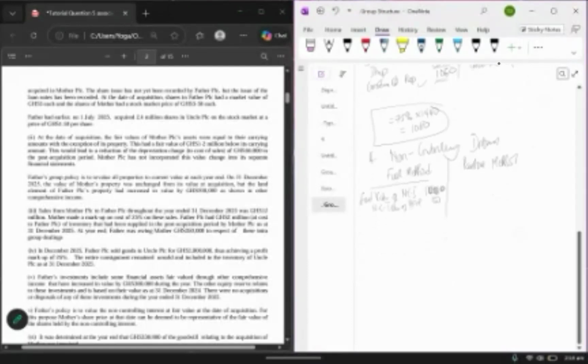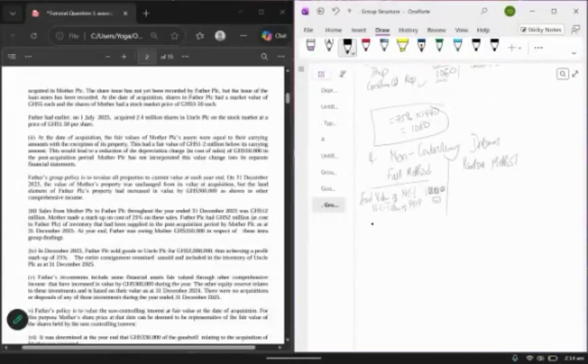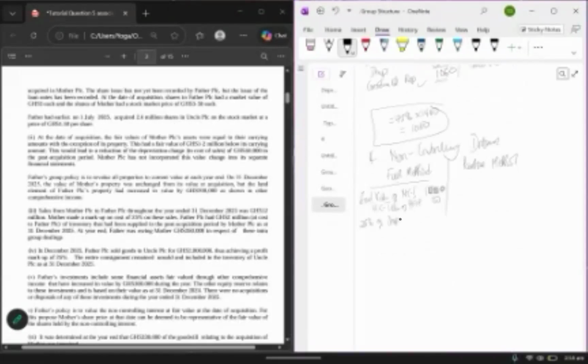You are going to split the impairment between the parent and the NCI, or the group and the NCI. You will come and less the 25% of impairment. So 25% of the 500, you get 125. This will give you the NCI value that will be sent to the statement of financial position, the equity side.